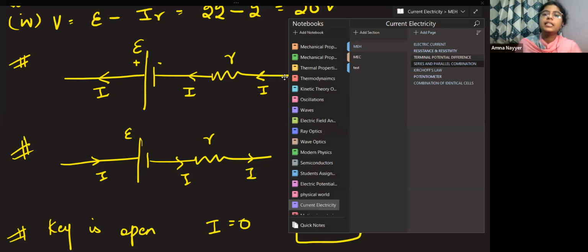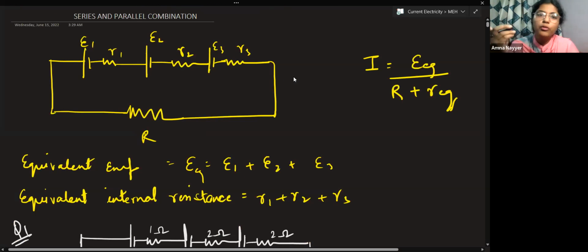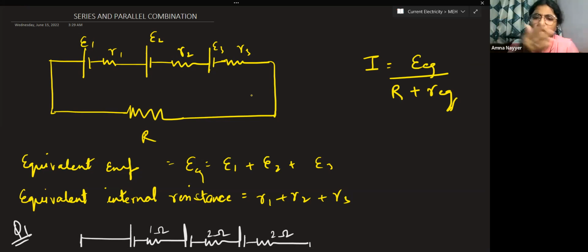Then we have the series parallel combination. Now in series parallel combination, before we begin with the resistor portion, how resistors are dealt in series and parallel combination. First, this is a small topic, it's a part of the previous one only. If all the batteries are connected, all the cells with their internal resistors are connected.